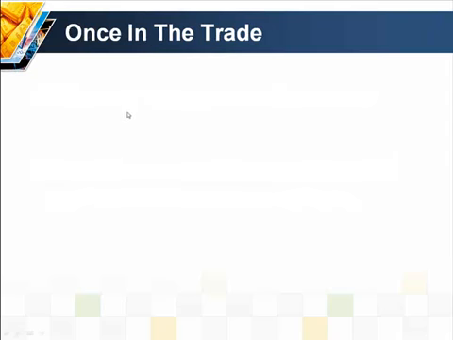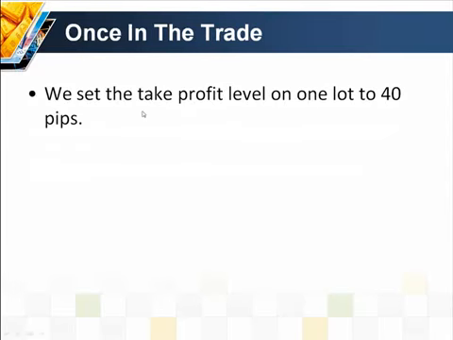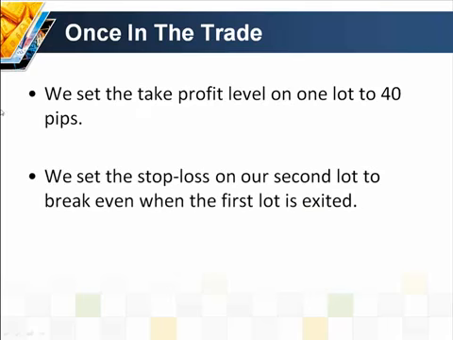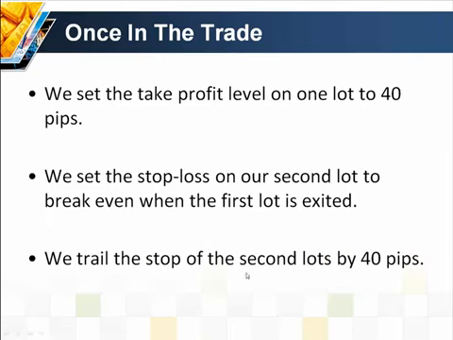And once we're in the trade, we need to manage that trade. So we set our take profit level on one lot to 40 pips. When that first take profit level is hit and our first lot is exited, assuming that the trade does move in our favor, we set the second stop loss for our second lot to the break-even point when the first lot exits, and we trail that stop by 40 pips. And if you're not using the MetaTrader software for your actual trades, you can trail your stop by simply moving it every time the currency pair moves in your favor, every 40 pips.